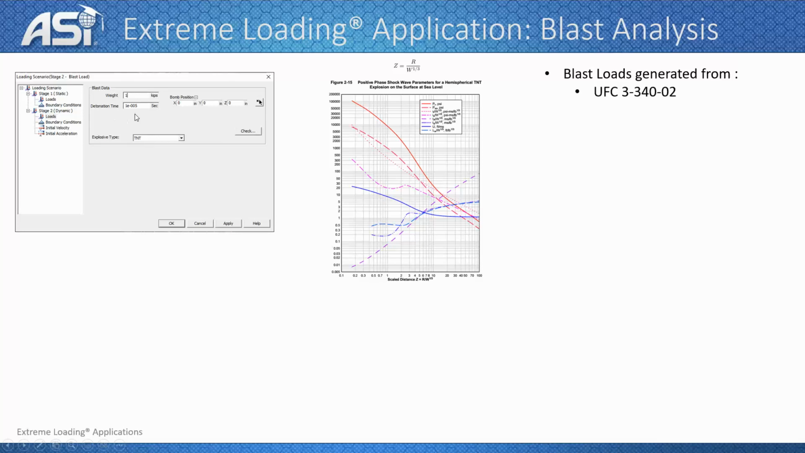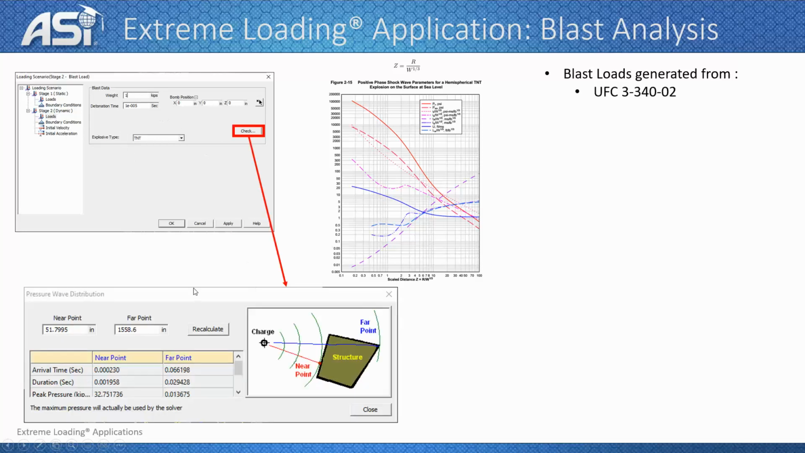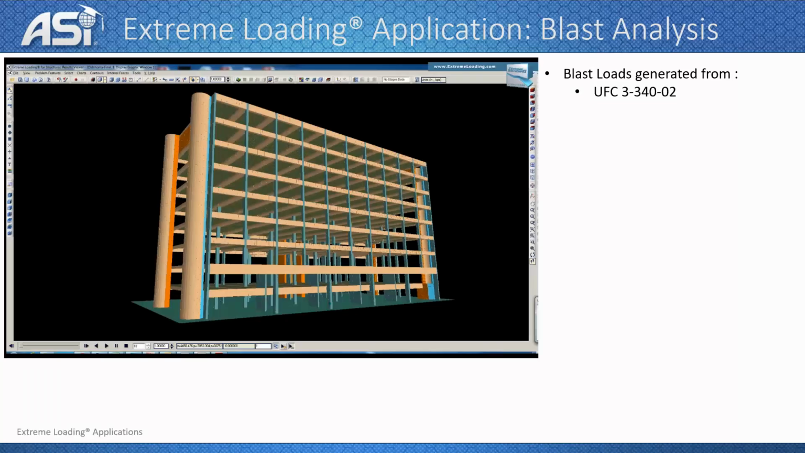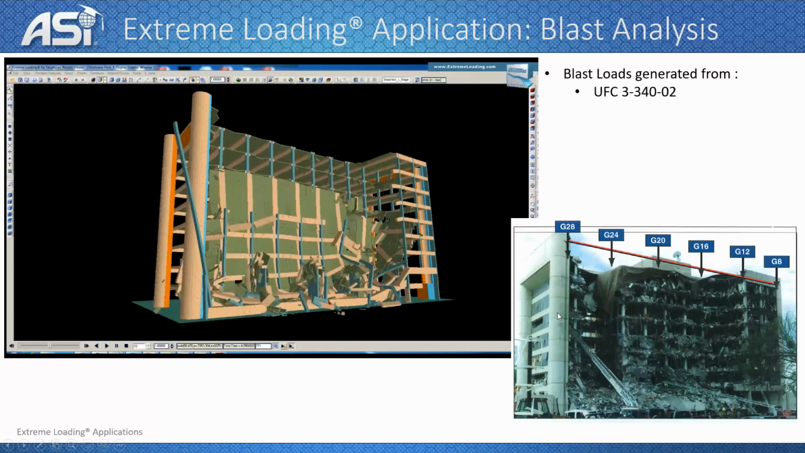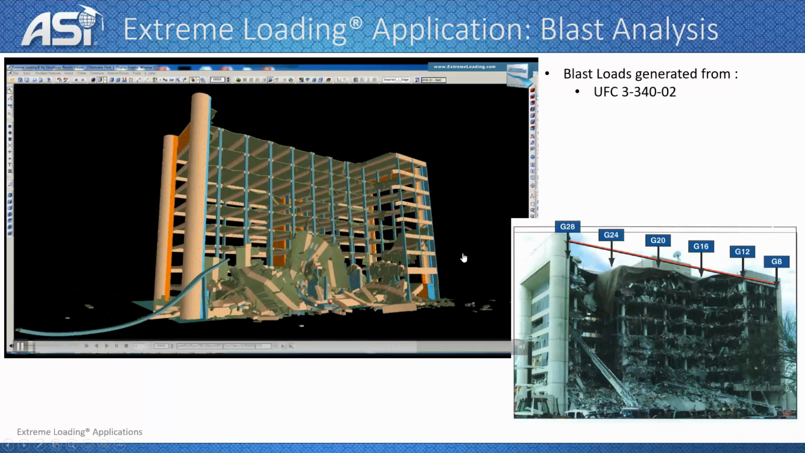And in this case, the user just puts the bomb weight, the bomb location, as well as the explosive types. And when you click on check, you get here the information for your blast, like the arrival time, the duration, the peak pressure, and so on. We also created an example for this case where you can see here the Oklahoma building that was bombed back in the 90s, where you can see here how close are the results of the ELS compared to what actually happened in the field itself.